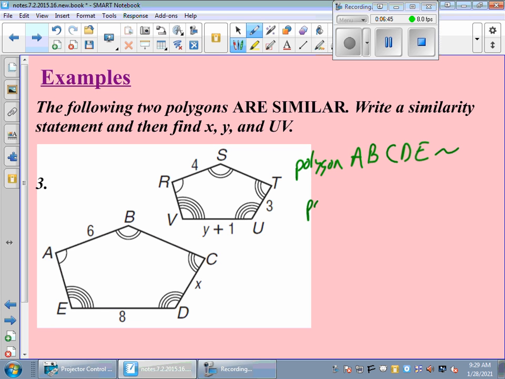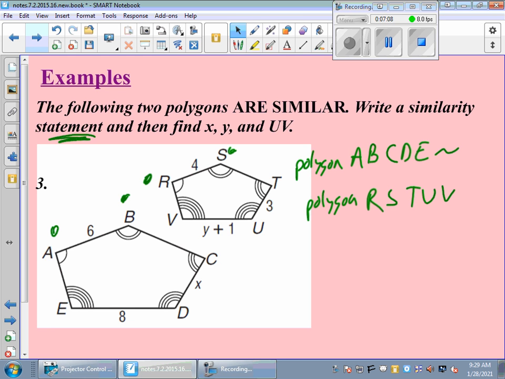So polygon. What matches up with A is R. So A and R match up, so you'd go polygon R. B matches up with S. So we go S, and then you can see we go S, T, U, V. So that right there is a similarity statement. Then it asks us to find x.